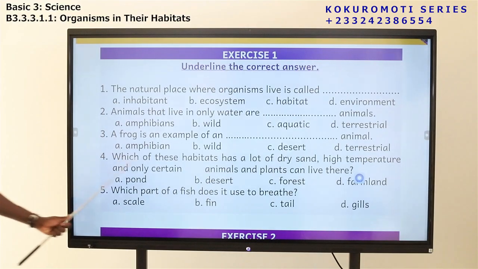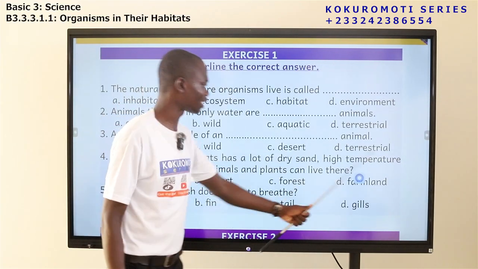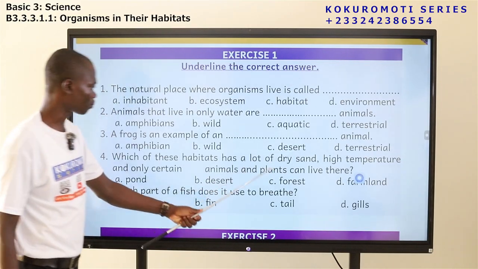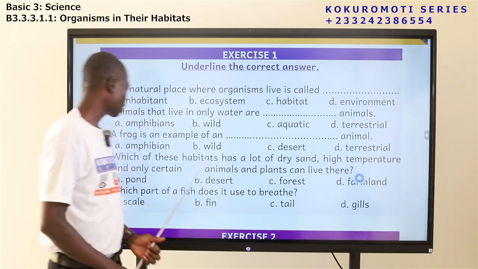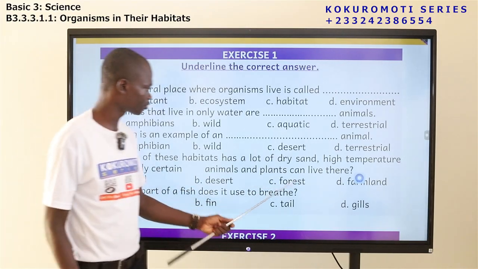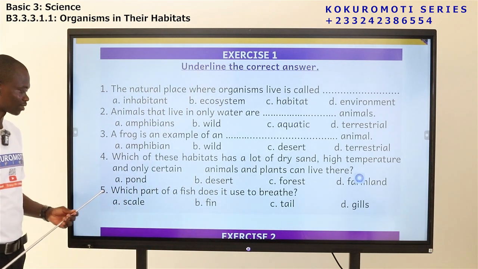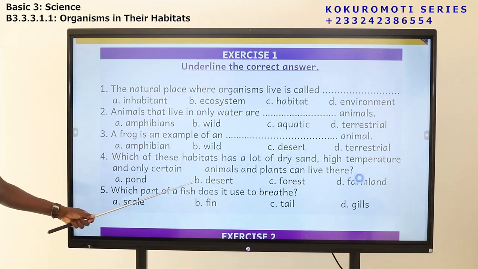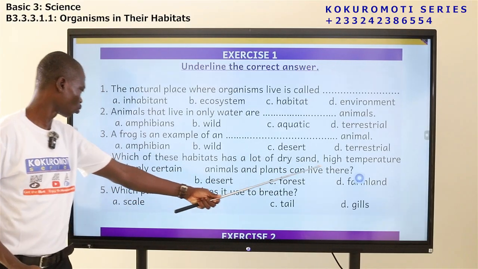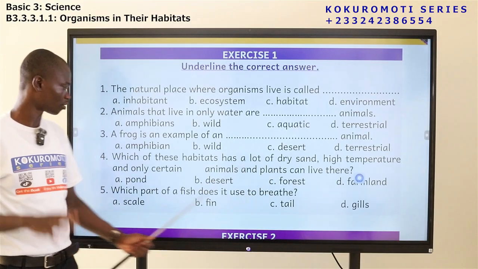Number 4. Which of these habitats has a lot of dry sand, high temperature, and only certain animals and plants can live there? A. Pond. B. Desert. C. Forest. D. Farmland. What do you think the answer is? The answer is what? Desert. Because in the desert, we have a lot of dry sand. The temperature is also very high. And certain animals and plants can only survive there.